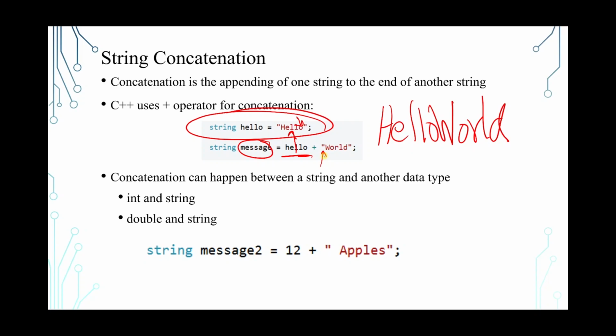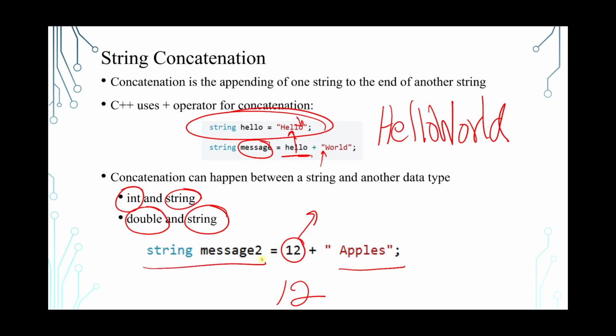So concatenation can also happen between a string and another data type, like an int and a string, or a double and a string. Like here it is. This one is basically an int, right? This is an int literal. Plus apples, that is going to show, if you print message 2, 12, a space, then apples, because there is a space in here. There should be a physical space. This space is not counted. There should be a physical space inside the quotations.